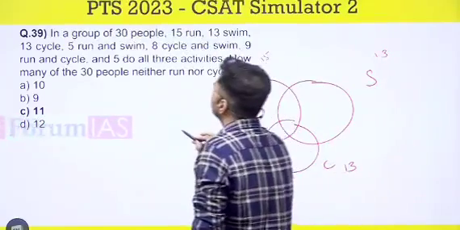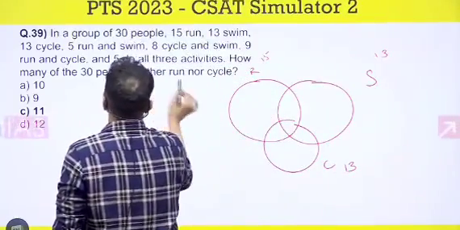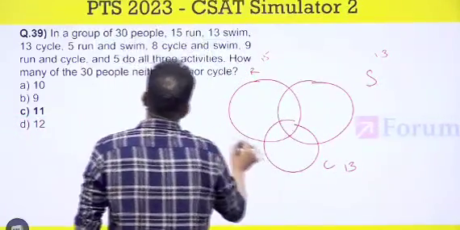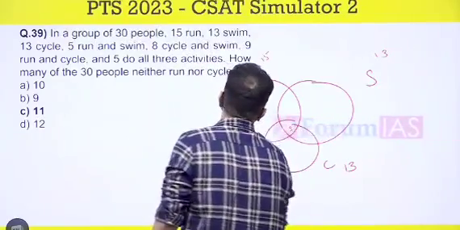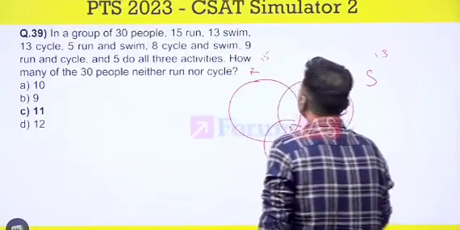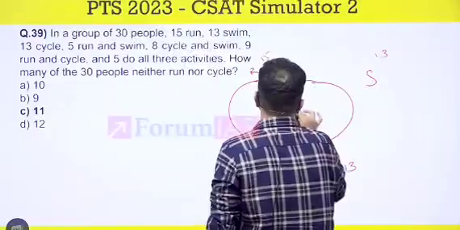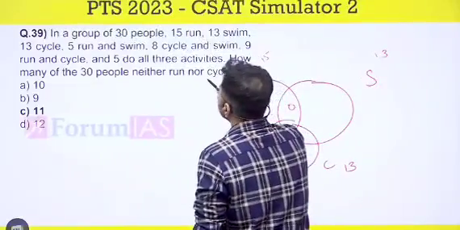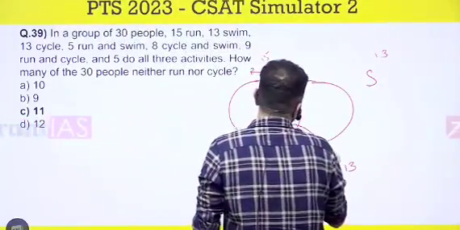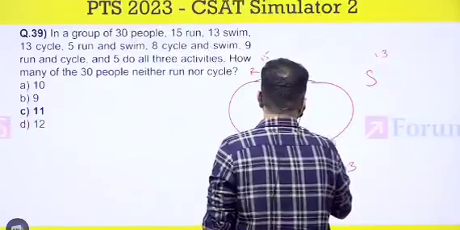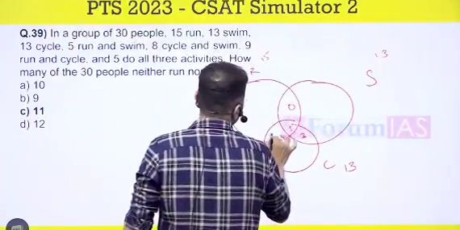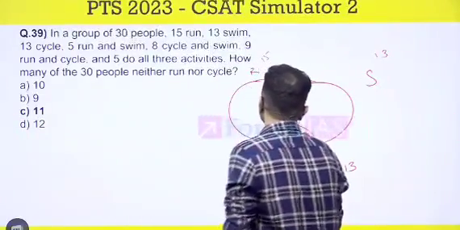Okay. Now, see here. Have they given us common? 5 can do all 3 activities. So this is 5. Now 5 can run and swim. Run and swim is already 5, so this will become 0. Then 8 can cycle and swim, so this will become 3. Then 9, so this will become 4. So I hope till here it is clear.